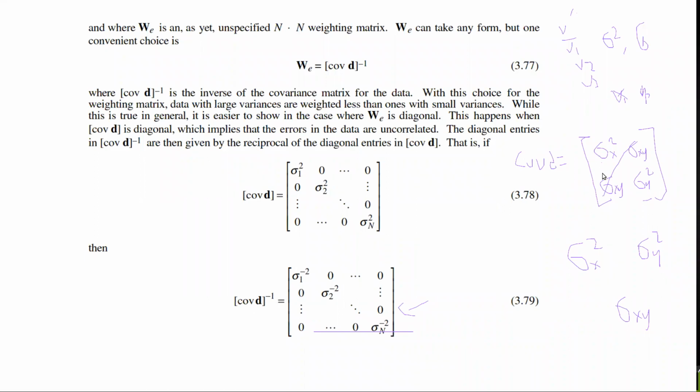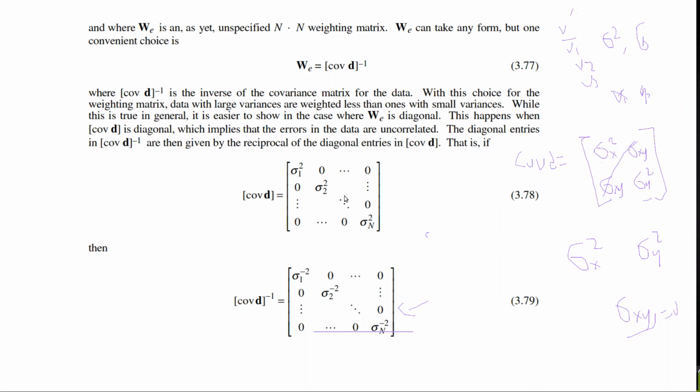Now, in this case, if we assume that the covariance, the sigma XY term, is 0, so that all the off-diagonal elements are 0, then we say that the data is uncorrelated. So there's no correlation between X and Y data values. And so the covariance matrix will be given by this diagonal matrix, which are just the variances of the X and Y data.